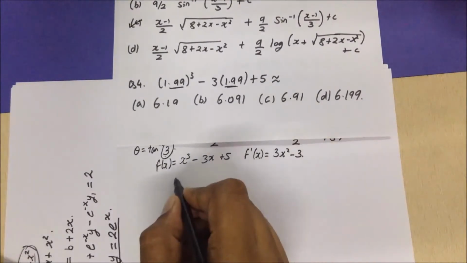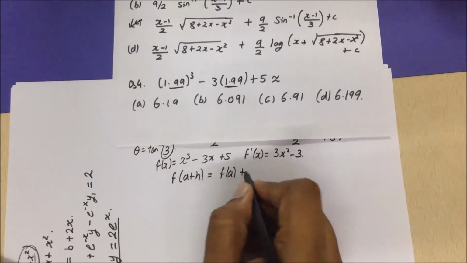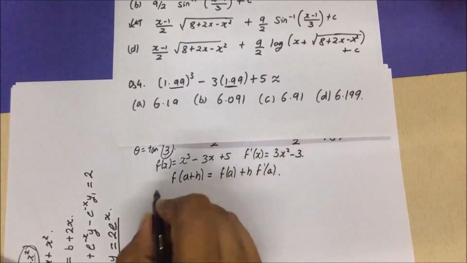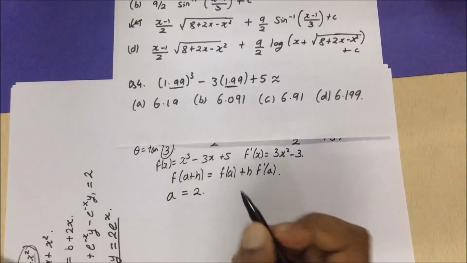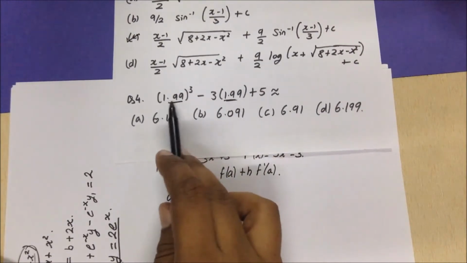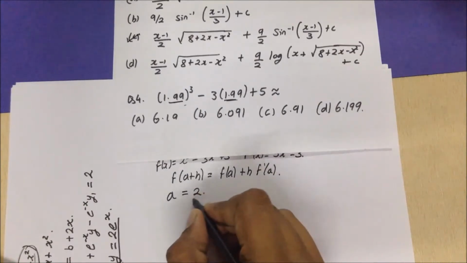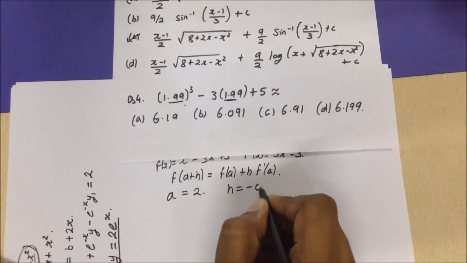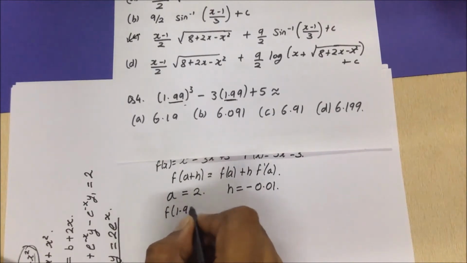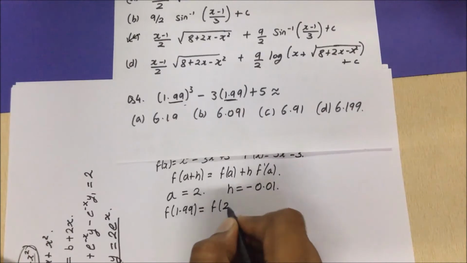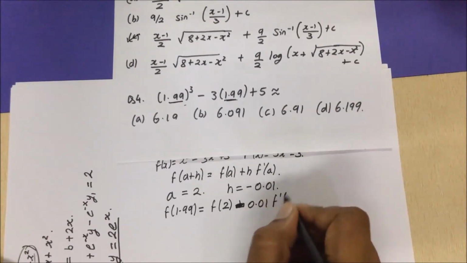Once you have the derivative, now you can write your approximation formula. So your f of a plus h is equal to f of a plus h into f dash of a. In this you have to find what your a is going to be. Here your a can be taken as 2, because you have to take the nearest value. 2 is the nearest value where you can easily find the value of this particular function. So your a is 2, and my h is going to be minus 0.01. Substituting those values, your f of 1.99 is going to be f of 2 plus h, where h is minus 0.01, and f dash of 2.